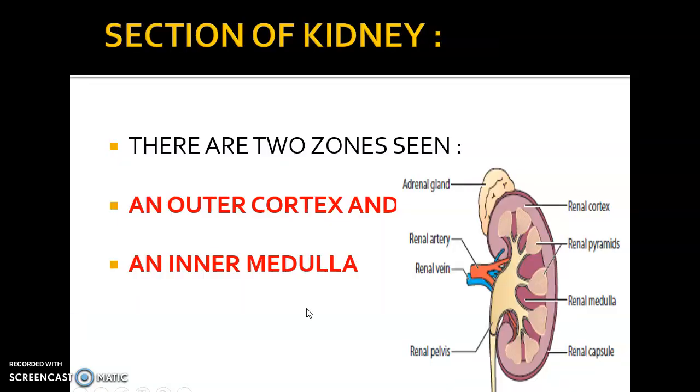If we have a look at a previous diagram, these are your renal pyramids, right? You can see that the renal pyramids are projecting into the renal calyces, or the medullary pyramids open into the renal calyces. So here we can find a number of renal or medullary pyramids.